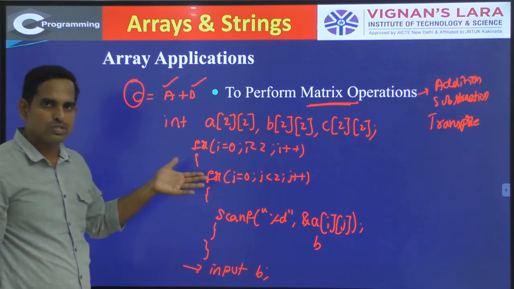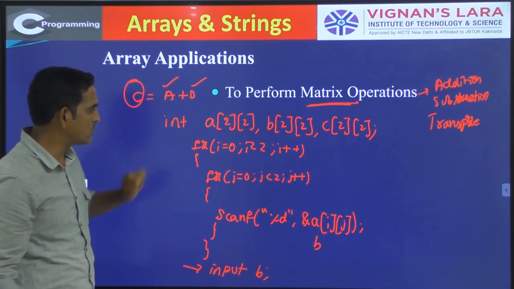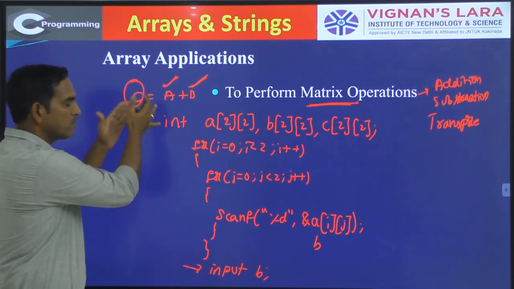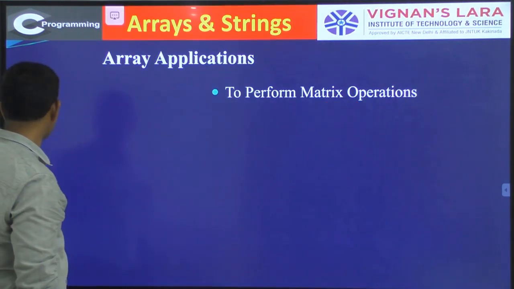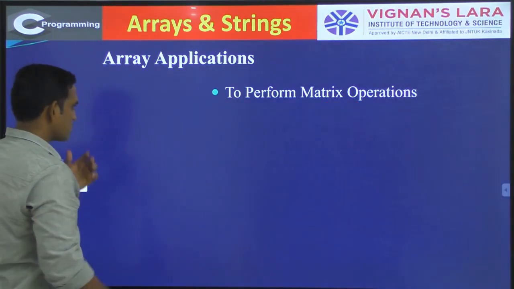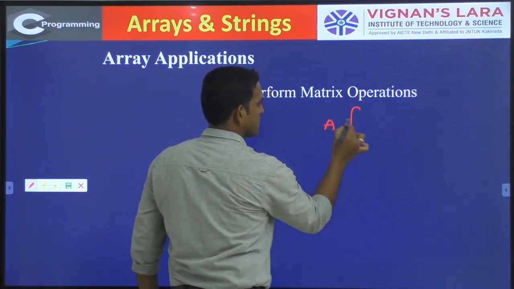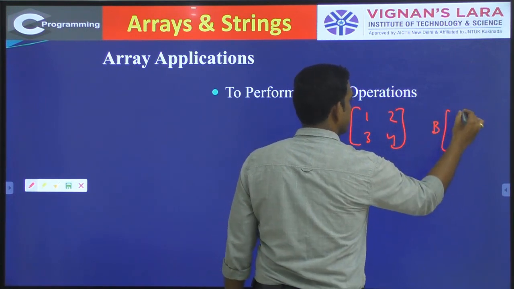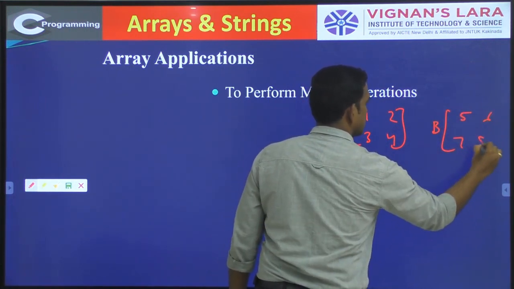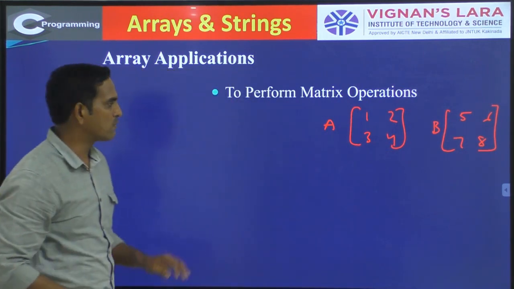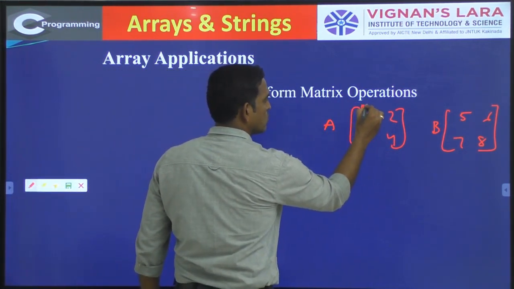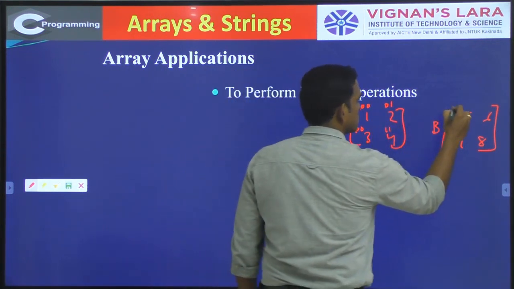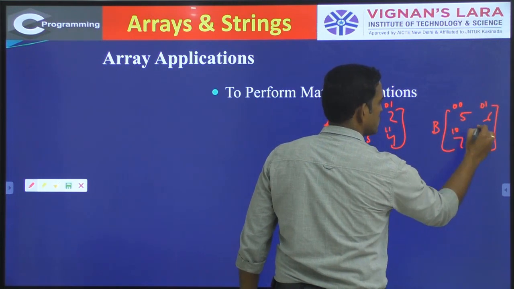Once you have given values into the A matrix and the B matrix, now you should be able to sum these two matrices. That is, you will have your A matrix, let's take values as 1, 2, 3, 4, and the B matrix 5, 6, 7, 8. In order to perform the addition, these will be the indices: 0 0, 0 1, 1 0, 1 1.